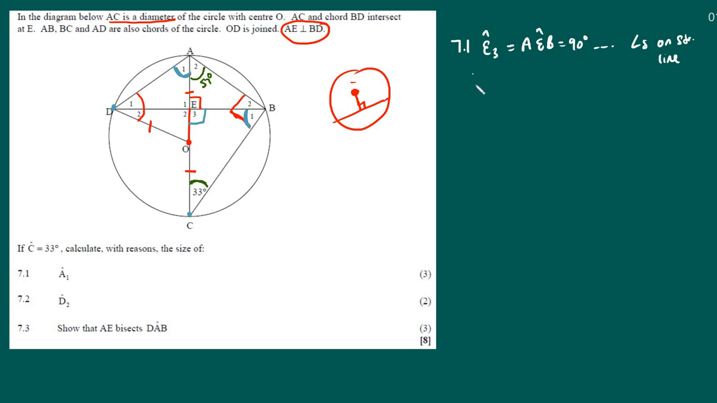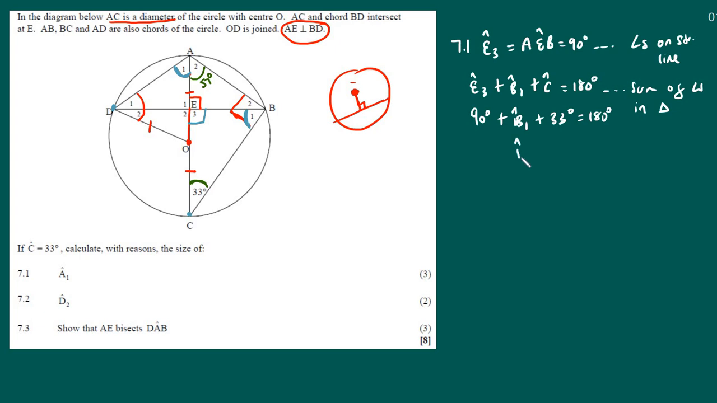Then you say now angle E3 plus angle B1 plus angle C, you get what? 180 degrees. Why? This is because of the sum of angles in a what? In a triangle. So E3 being 90, you do not have B1, but C being 33 degrees, you would be able to get B1. So you say 180 minus 90 minus that, you should get 57 apparently.